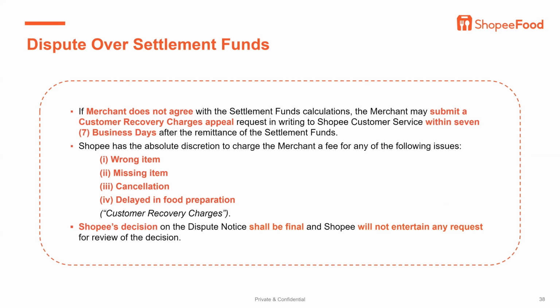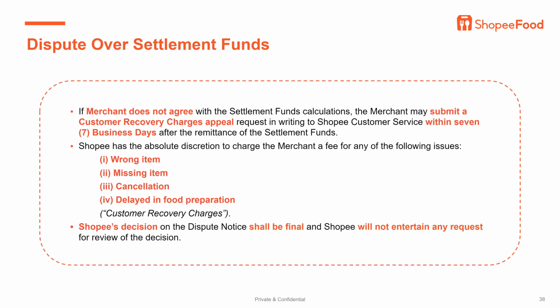All right, so moving on is regarding disputes. Let's say that you do have something that you do not agree with in the fund settlement calculation. What you can do is submit an appeal to us. You can reach out to our customer support service. So if a customer complains about a wrong item, then you might notice that the payout is less than the total. So there might be some deduction.